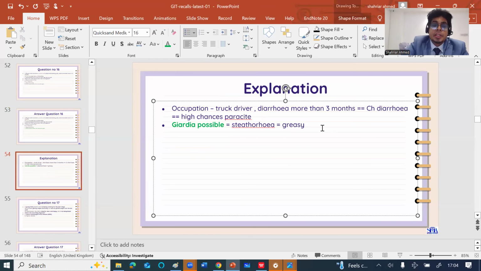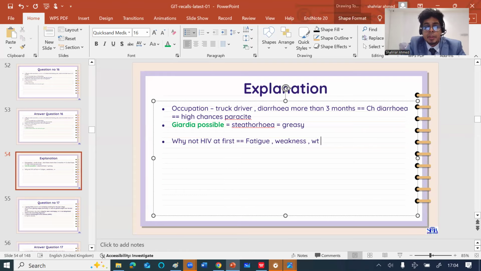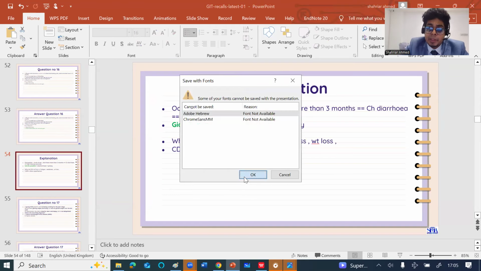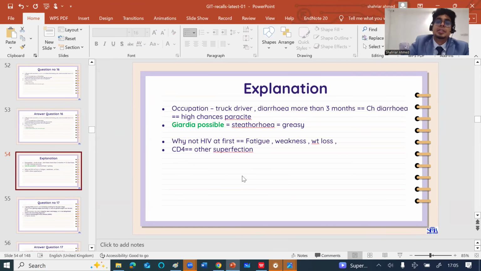Usually, it's a good point. Someone is saying, why not HIV at first? See, HIV first would be like fatigue, weakness, and at the same time weight loss. Then it depends on the CD4 count and other super infections. If they're repeatedly having a candida problem, then it can be a sign the patient is immune suppressed. So those kinds of hints are supposed to be there.